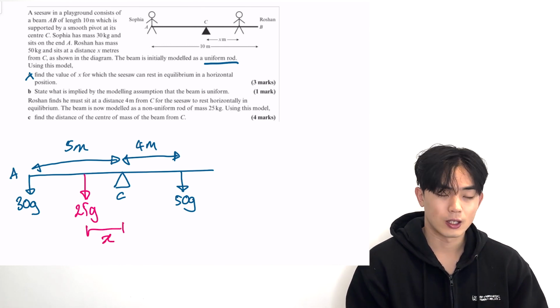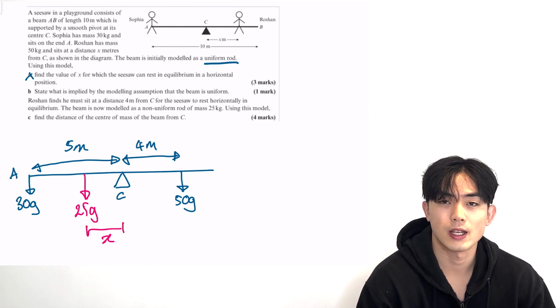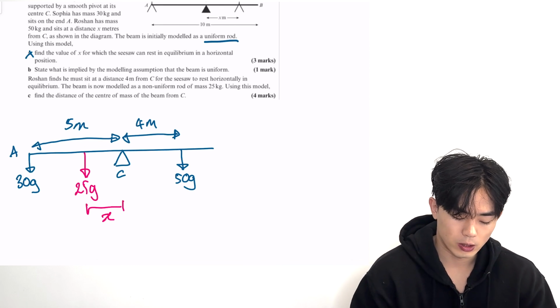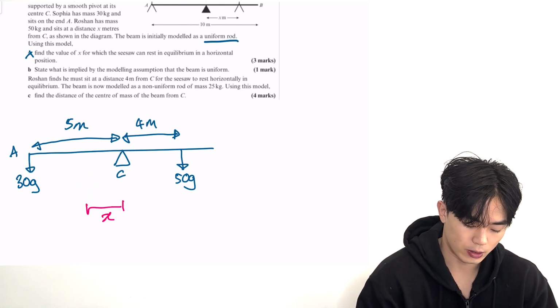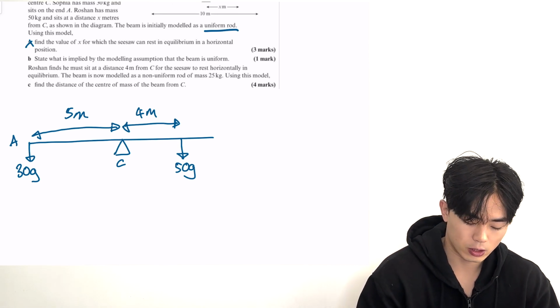and we're trying to find this distance x here. Right, first things first, I put this 25 kilograms to the left of C, okay? And sometimes you might wonder, well, why can't it be to the right of C? Well, the reason why it can't be to the right of C is if I was to disregard this 25 kilograms here and just do moments now, right?